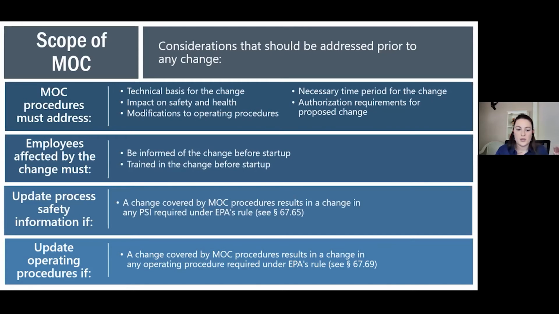Once all of that has been sorted out, employees that are affected by the change must be informed of the change before startup and trained in the change before startup. The process safety information may need to be updated, and the operating procedures may need to be updated. Again, this is where the elements are intertwined. So the management of change, again, is a methodical process for evaluating any change that's not a change in kind before the change is implemented, and during and after, as far as operating procedures and training.